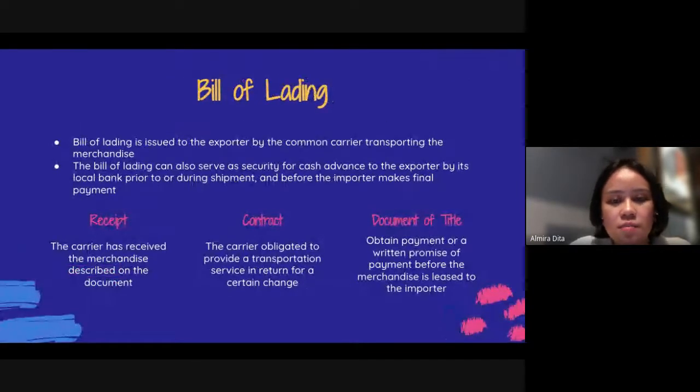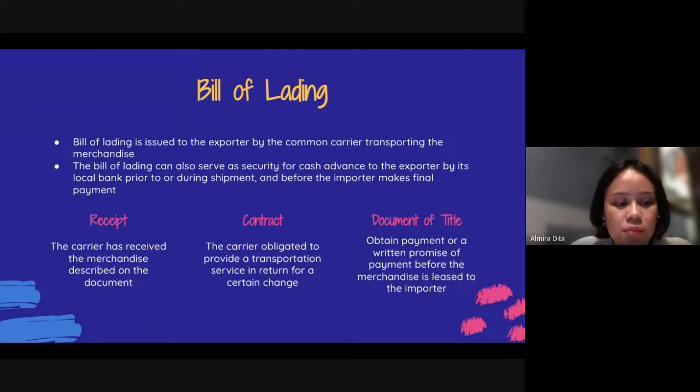And there is the bill of lading. The bill of lading is issued to the exporter by the common carrier transporting the merchandise. It can also serve as security for a cash advance to the exporter by its local bank prior to or during shipment and before the importer makes final payment.